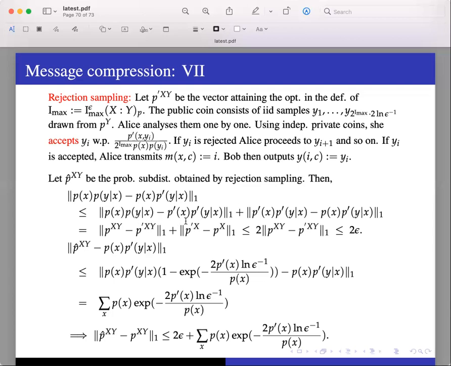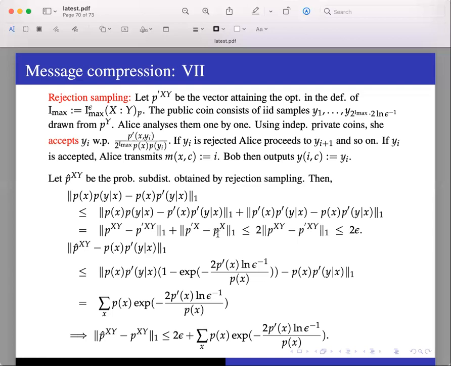And then, you can see the first quantity is the L1 distance between P on XY and P prime on XY. The second quantity, this P prime Y given X is common here. So when you do the summation in the L1, that all sums out to 1. Okay, note that the summation over Y of P prime Y given X is always 1, okay? Even though P prime is a subdistribution. So this is equality, and this just boils down to the L1 distance between P prime on X and P on X.